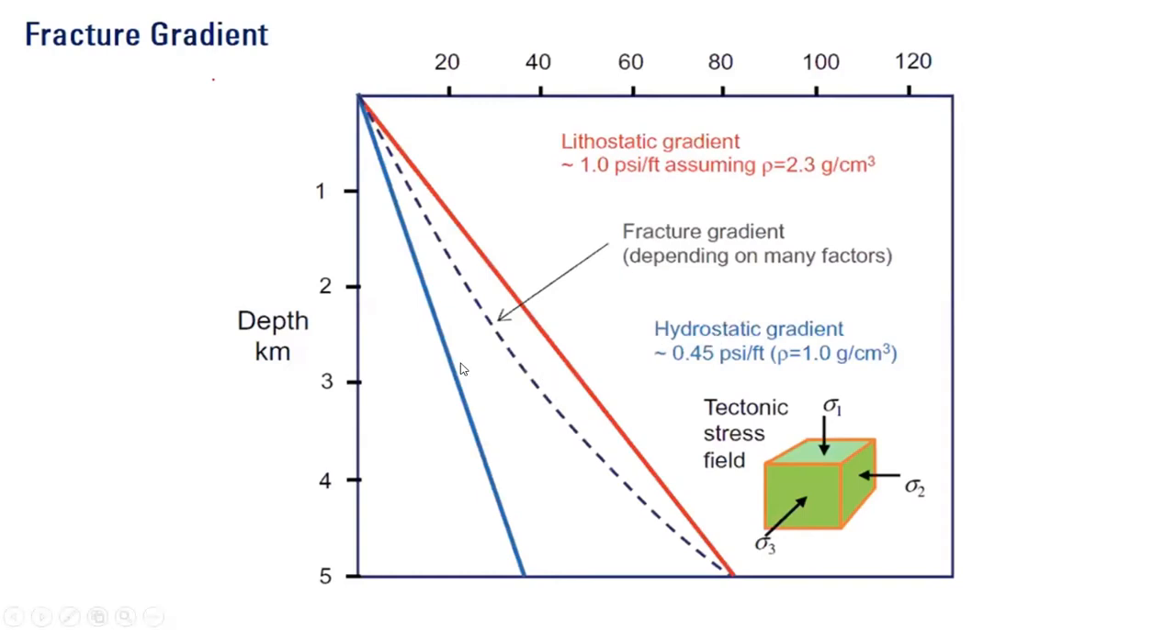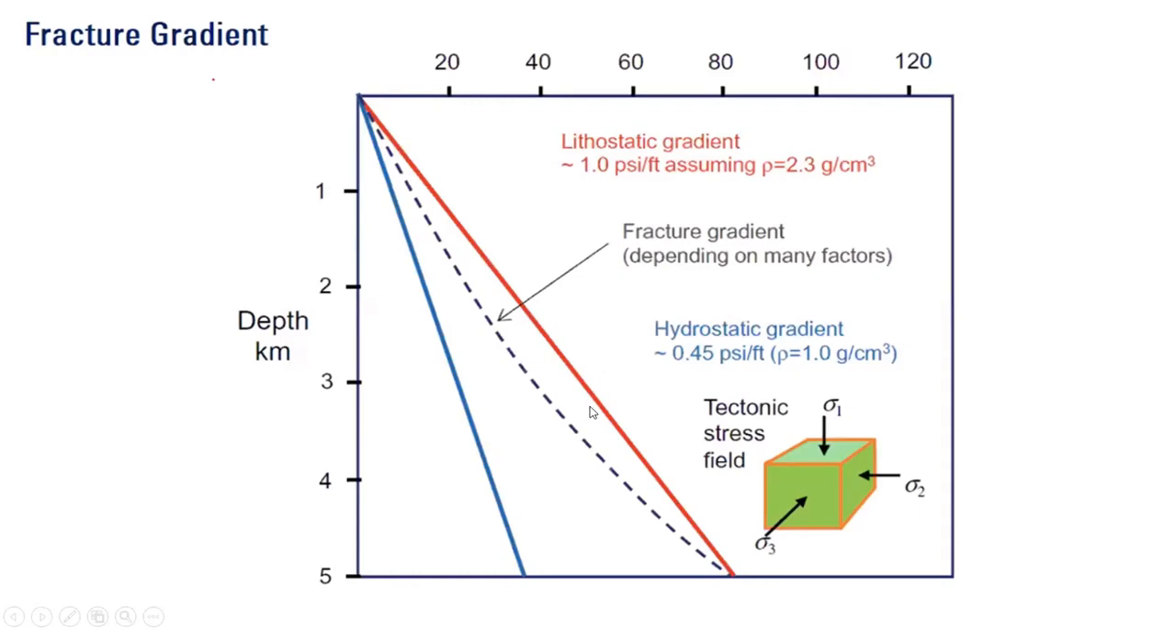Then we have the hydrostatic gradient, which is the gradient exerted by the fluid column. That's what we call the hydrostatic gradient. Now, between the two of them, we have the fracture gradient.